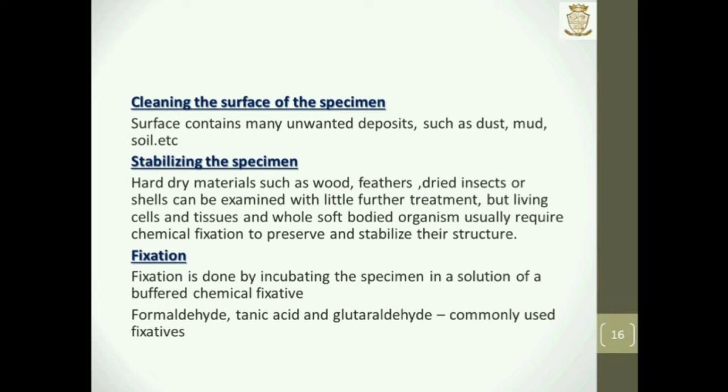Next step is stabilizing the specimen. Hard dry materials such as wood, feathers, dried insects or shells can be examined with little further treatment. But living cells and tissues and all soft-bodied organisms usually require chemical fixation to preserve and stabilize their structure. Fixation is another step. Fixation is done by incubating the specimen in a solution of a buffered chemical fixative. Formaldehyde and tannic acid are commonly used fixatives.